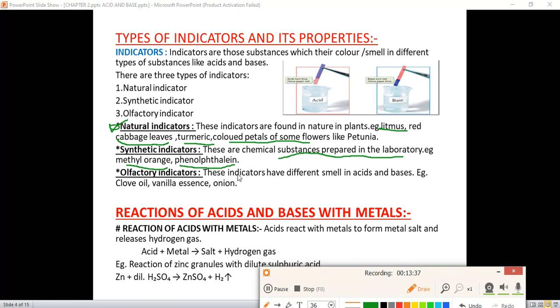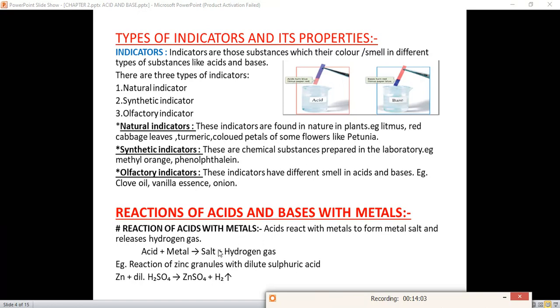Olfactory indicators. These indicators have different smell in acids and bases. Olfactory means smell. These indicators give different types of smells in acids and bases. Example, clove oil, vanilla essence, onion. These all have some smell. So these are the olfactory indicators.